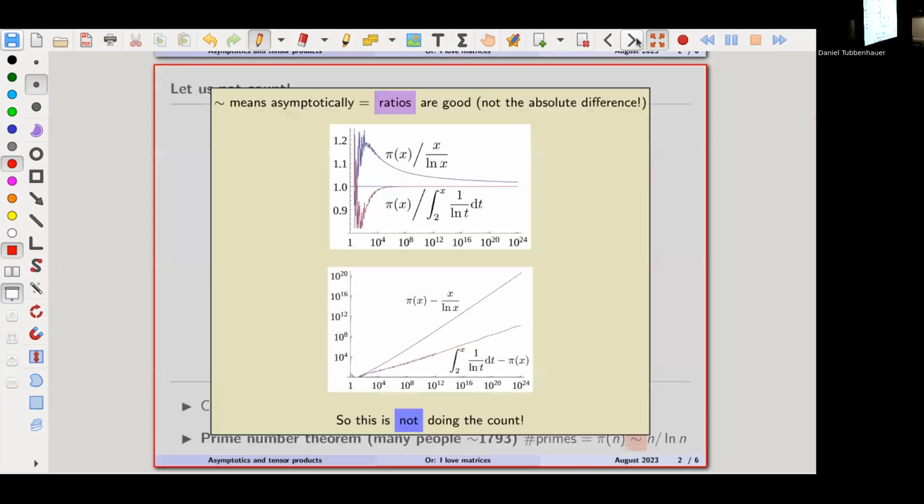Okay, let me say again that we are not counting here, because the ratio converges to 1, but the actual difference goes to infinity. So I'm not counting, right? I just have that the ratio of those two numbers goes to 1. The difference itself goes to infinity, and the same will be true for essentially all examples I'm going to tell you about. So I'm not counting, and counting is hard.